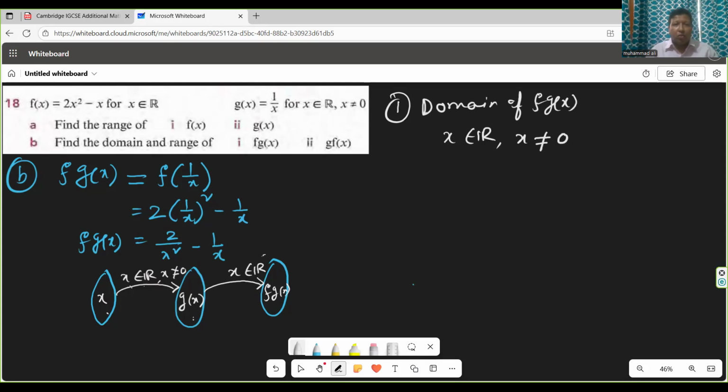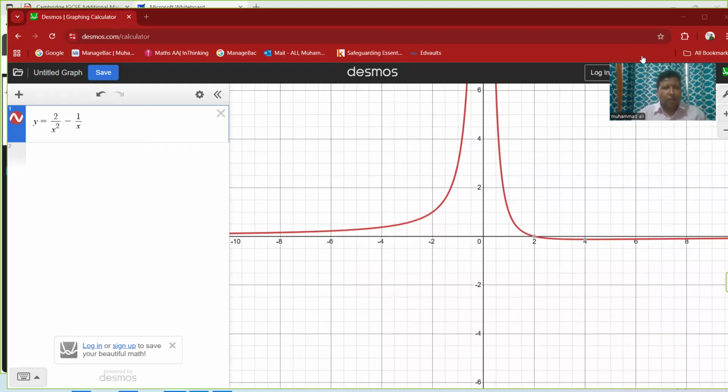To find the range of fg(x), we have to use the Desmos curve. Now see how we can find it. We have to sketch this curve by Desmos. Here we found that the lowest position of this curve, that means the y value, is −1.25, that means −1/8. So the range of fg(x) is fg(x) belongs to real number and fg(x) ≥ −1/8. We sketch this curve by putting different values of x, then we will get this curve.